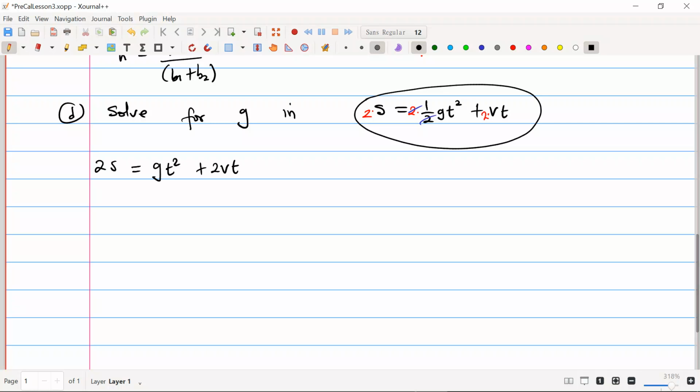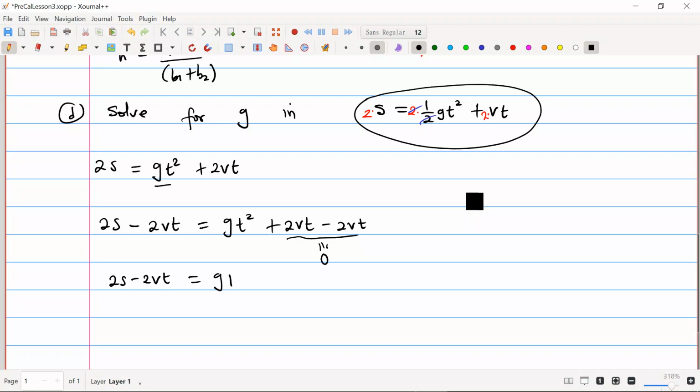Okay, and so what I'm going to do is, because the variable g is happening only once in this, and the other side does not have a g, what I have to do is to subtract that term from both sides of the equation. So I'm going to subtract 2vt from each side of the equation and see what happens. Okay, 2vt minus 2vt. Now this and this are the same. If I'm subtracting, then this will give me 0. So in effect I have 2s minus 2vt is equal to gt squared.